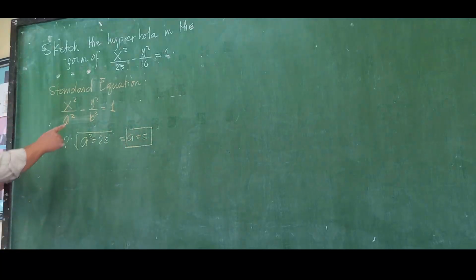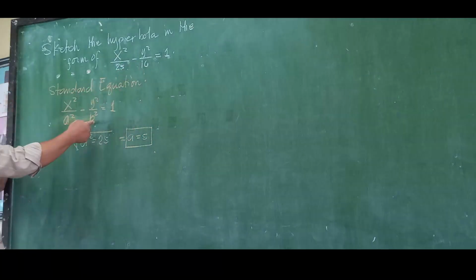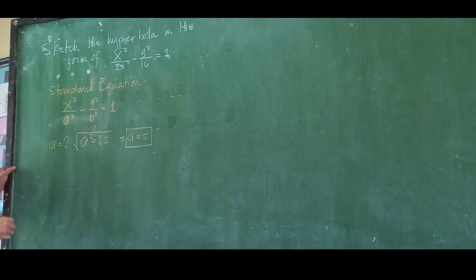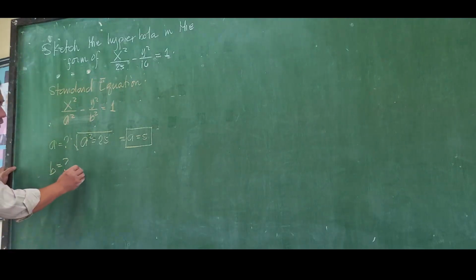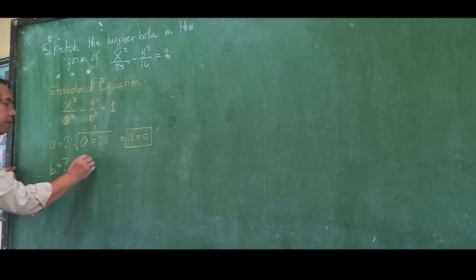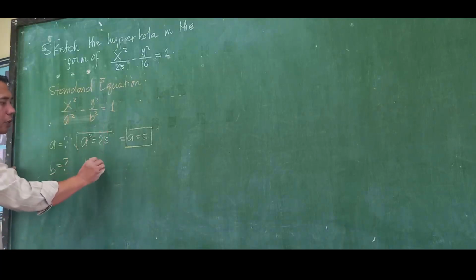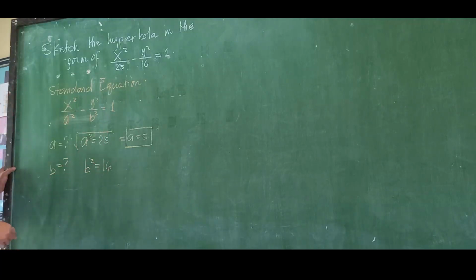Now what about the B? B is in here, that is 16. We are looking for B. Now, notice that the given is B squared. What is the B squared? 16. Now, what we are looking for is just the B, and so extract the root.